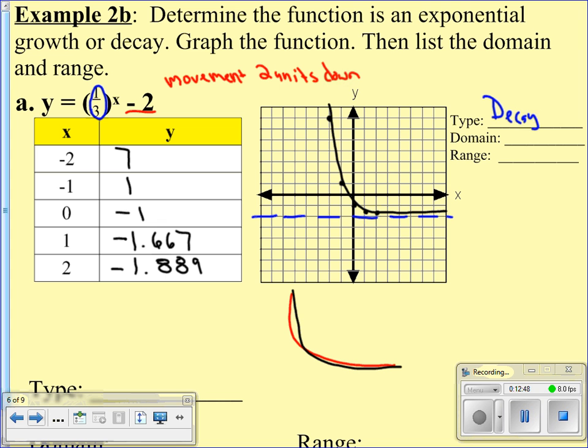So my domain will never change. It's -infinity to +infinity. This is going to go left and right as far as it possibly can. But my range now changes to my k value because my graph was shifted down, so -2. -2 is the lowest that it can go. It will never touch it, never cross it, and then it will go up to infinity.